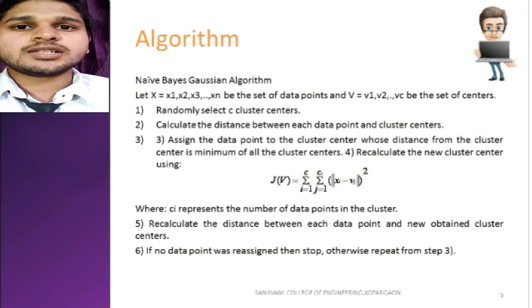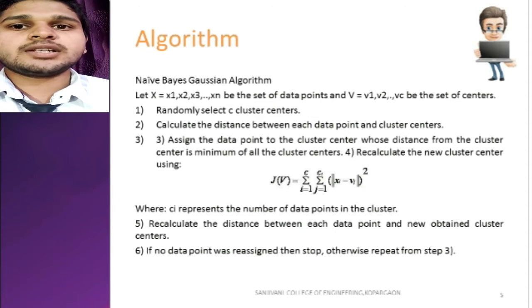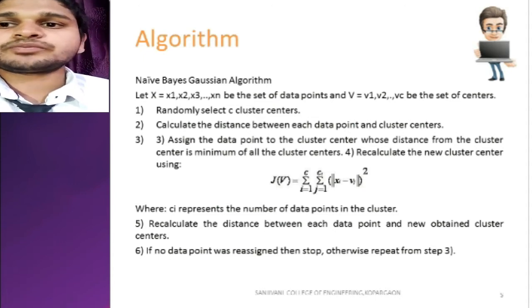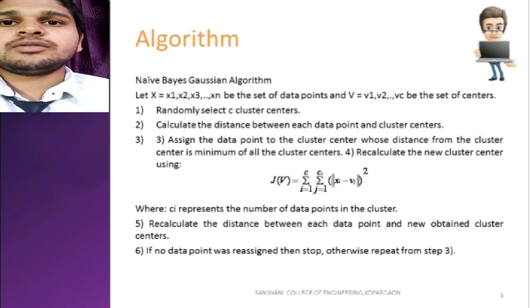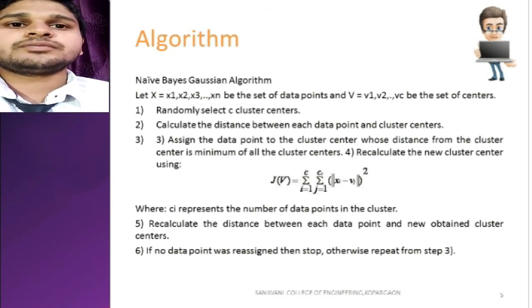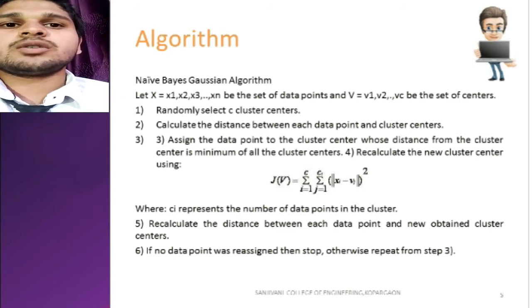cluster centers. Step 4. Recalculate the new cluster center using the formula. Step 5. Recalculate the distance between each data point and the newly obtained cluster centers. Step 6. If no data point was reassigned, then stop, otherwise repeat from step 3. Why are we using this algorithm? Because the Naive Bayes Gaussian algorithm processes the data in a continuous manner with good accuracy. The accuracy of the Naive Bayes Gaussian algorithm is 75 to 80%.